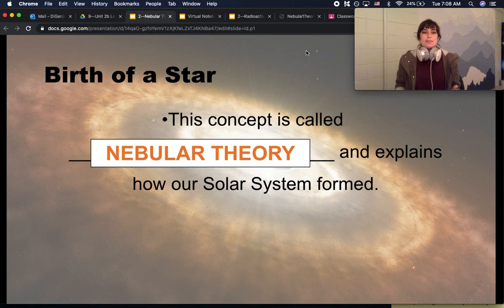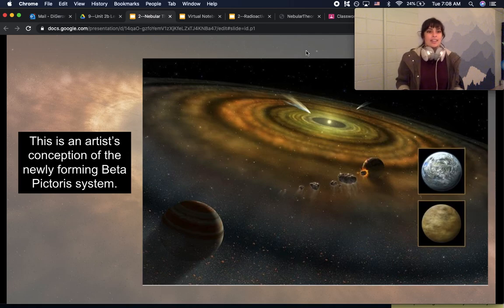This whole concept is called nebular theory, and it explains how our solar system was formed. This is like an artist's conception of how the solar system was formed, and you can see the star forming in the middle because of nuclear fusion, and you can see the spinning disk that surrounds the star.